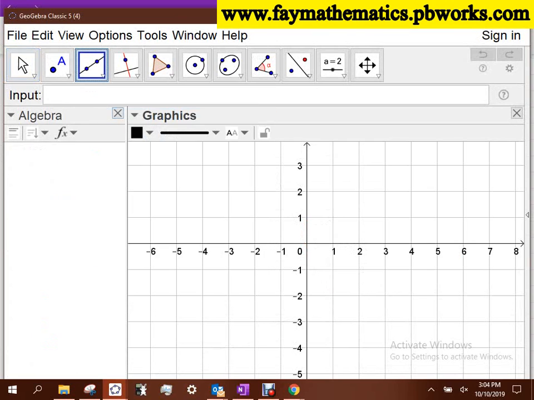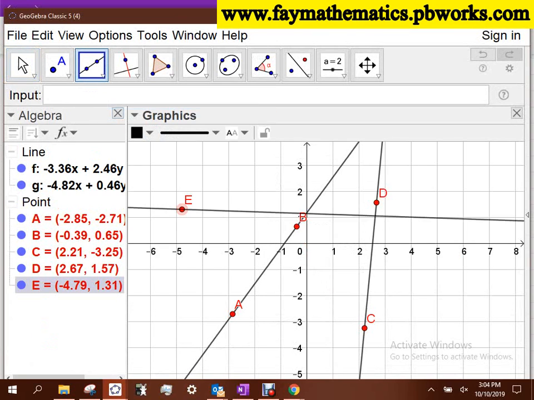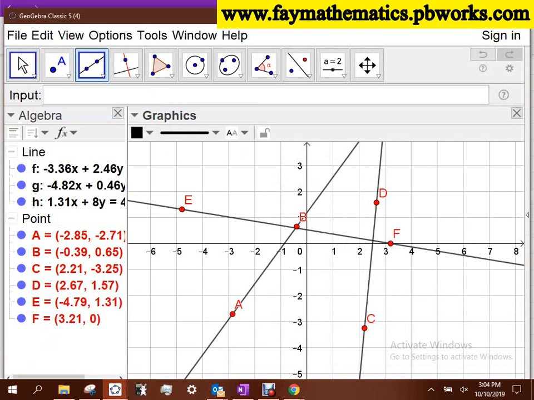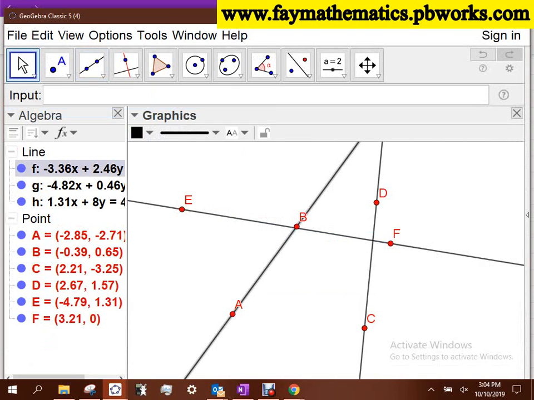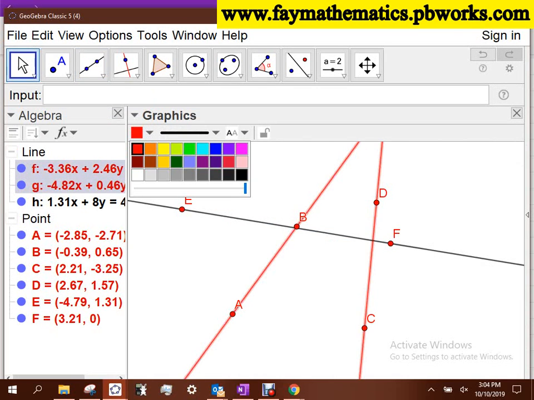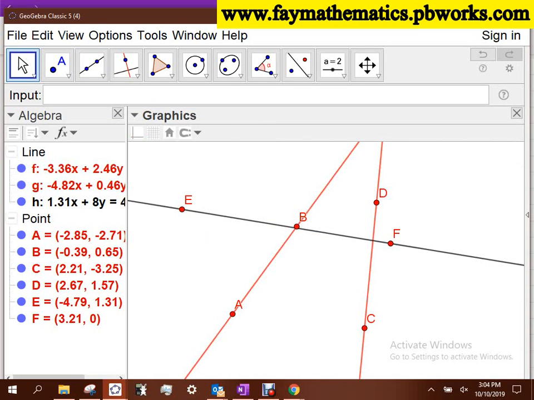It will always give us something like that where we have these two lines being intersected. Okay, so the red lines, we don't have a word or a name for those red lines, but that black line is called the transversal. Okay, notice that black line crosses over two lines at distinct points or different points.